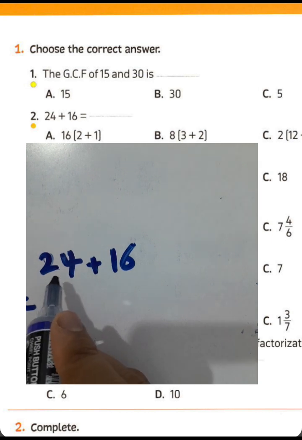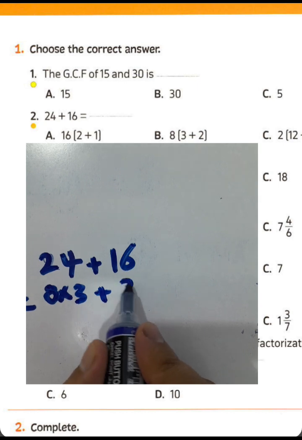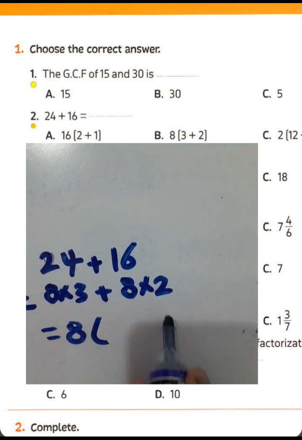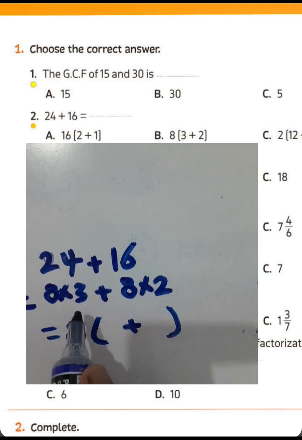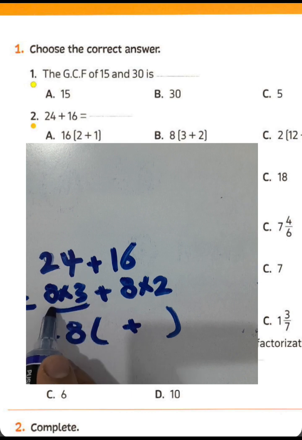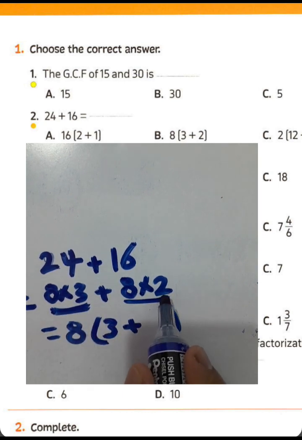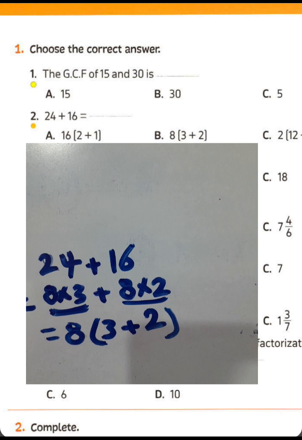We know 24 equals 8 multiplied by 3 and 16 equals 8 times 2. Then you can write 8 outside, as the common factor between the two terms. The first term inside will be 3 and the second term will be 2. Understood? The result will be 8 multiplied by 3 plus 2. The result will be letter B.